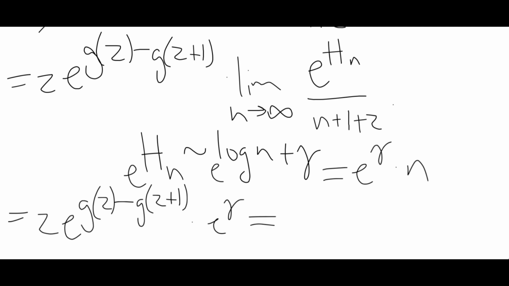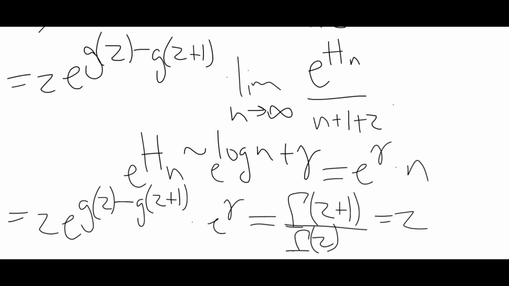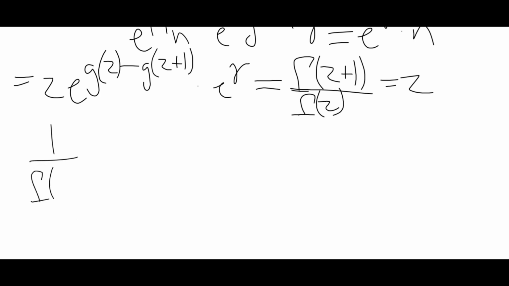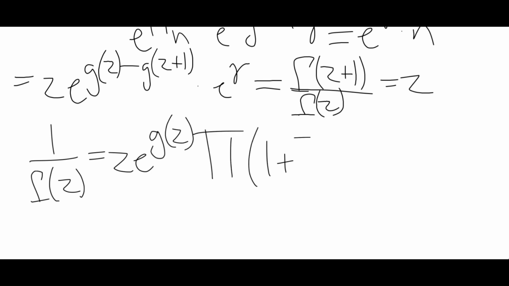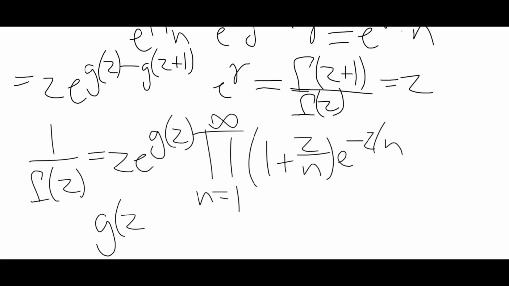And now remember, this was gamma of z plus 1 over gamma of z. And we know that that's just z. So that means that this term here is 1. So we have 1 over the gamma function equals z e to the mystery function g of z times the product of 1 plus z over n e to the minus z over n. And now we know that g of z plus 1 minus g of z is the Euler-Mascheroni constant.